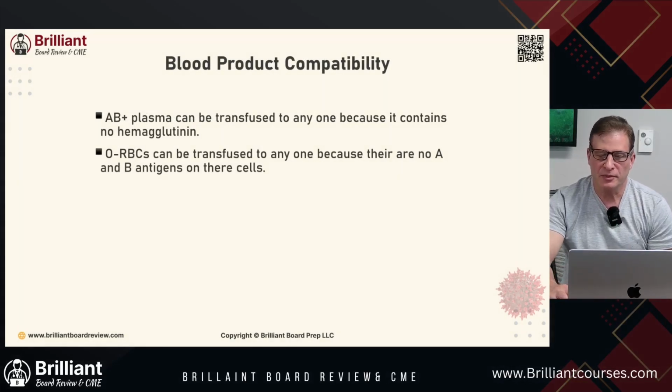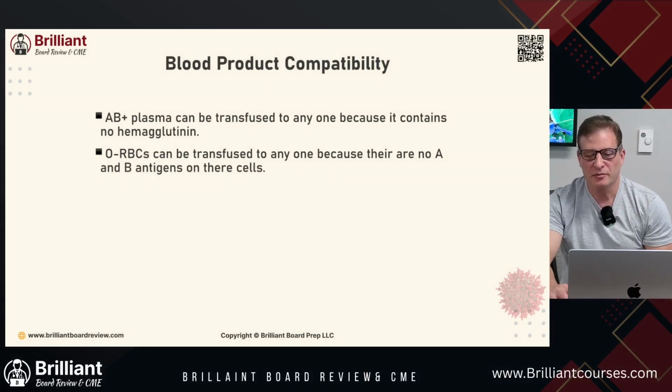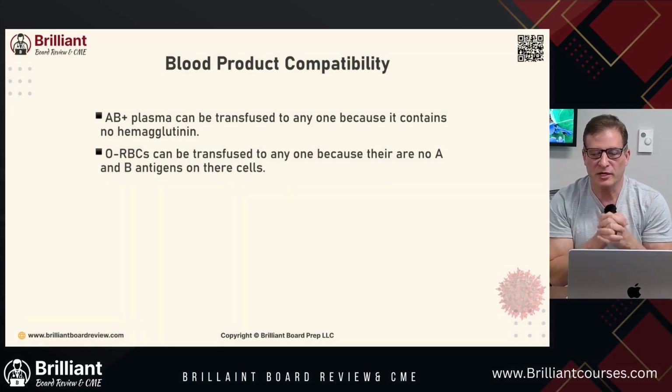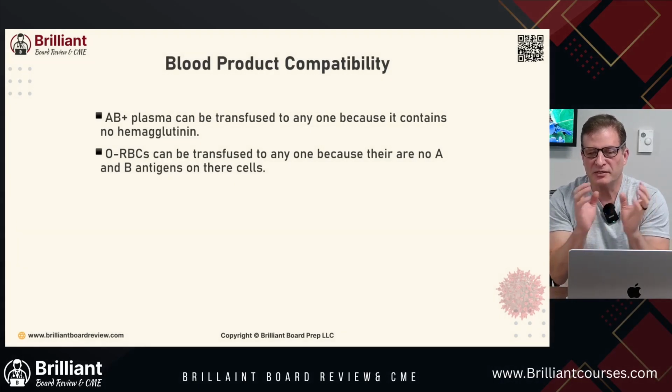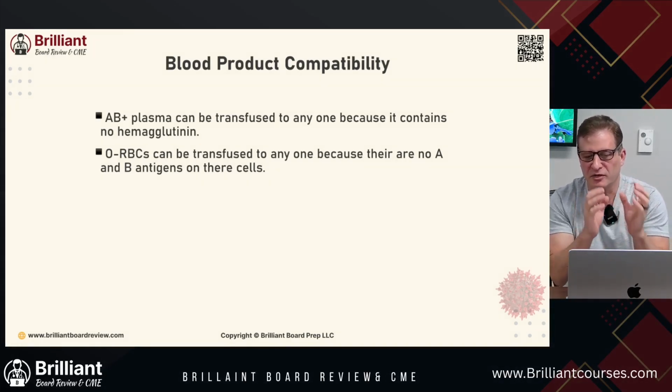Blood product compatibility. Patients who have AB positive plasma can transfuse it into anyone because it contains no hemagglutinin. So the prize donor would be an AB positive male, okay? An AB positive female, if she has had pregnancies with different partners, can have hemagglutinin from those partners, okay? So AB positive males would be the best source for plasma because it can be transferred anywhere.